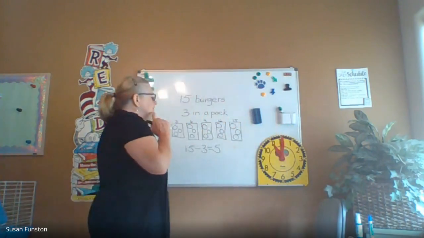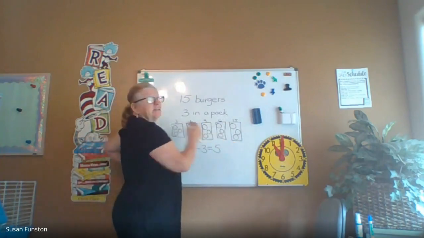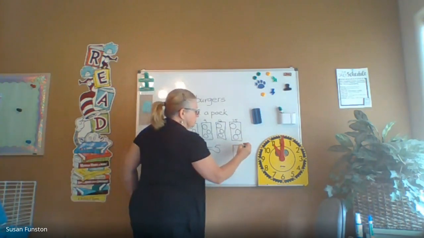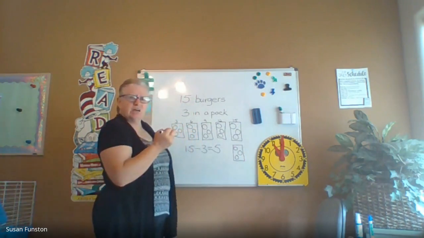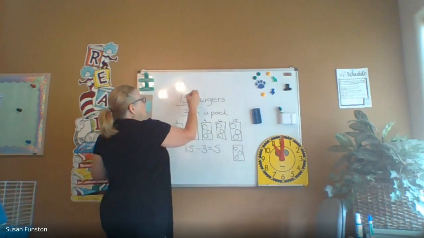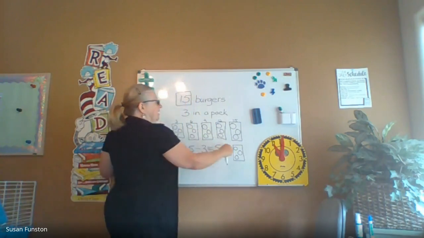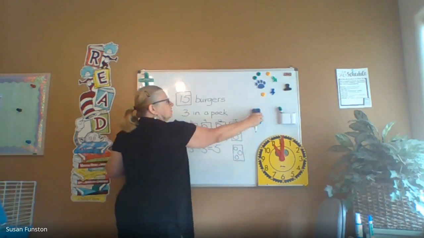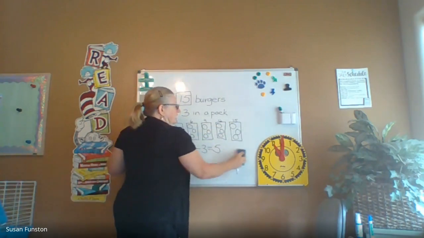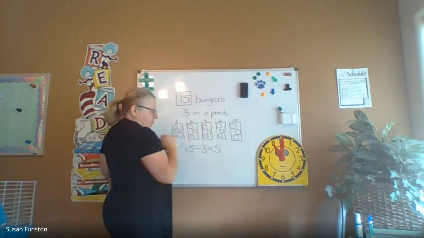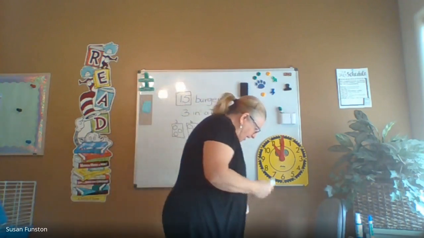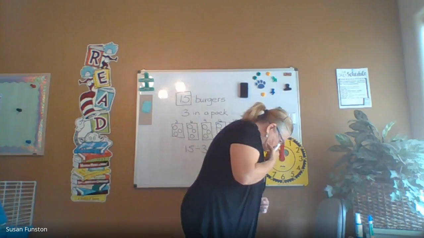Okay, let's think about it for a minute. How did I know to stop when I got to the 5th package? How come I didn't draw another package with 3 burgers and just keep going forever? How do I know when to stop? Right, because I was looking for 15. If I had kept going, then I would have 15, 16, 17, 18 burgers. Is that how many I needed? No, I needed 15 burgers. Make sense? All right, now let's do one more.